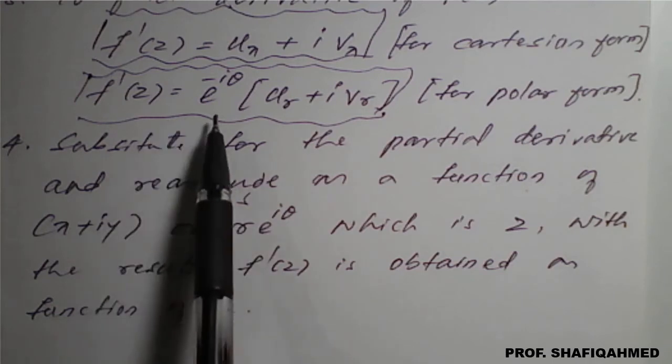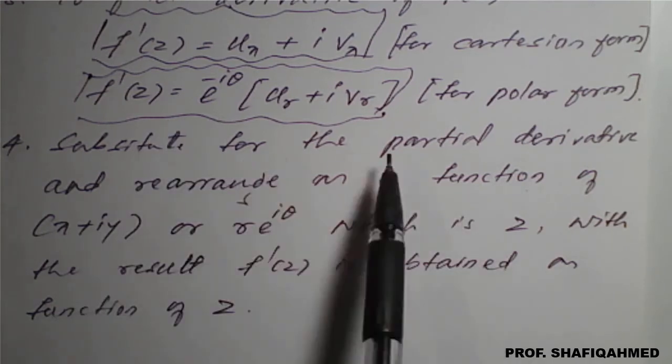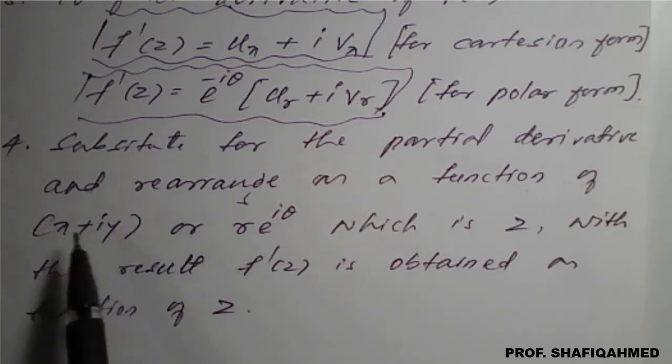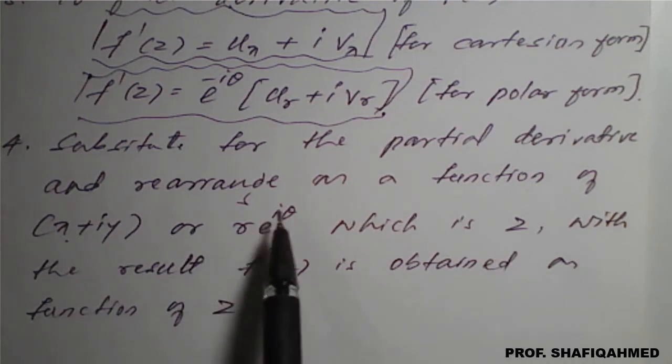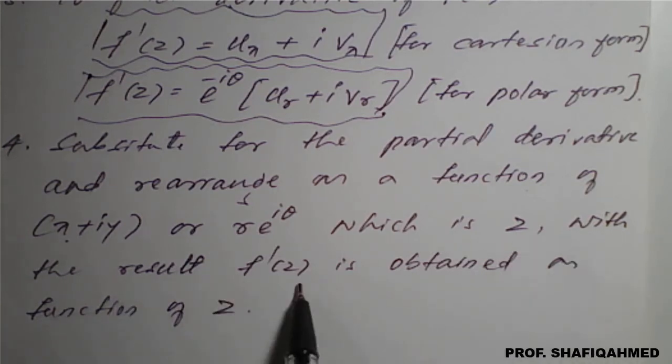So once we get the differentiation, to get the z value, wherever we get the x plus iy form, we can replace it with z, or if we get a function like r into e raised to i theta, then we can replace that part with z. So f dash of z is obtained as a function of z.